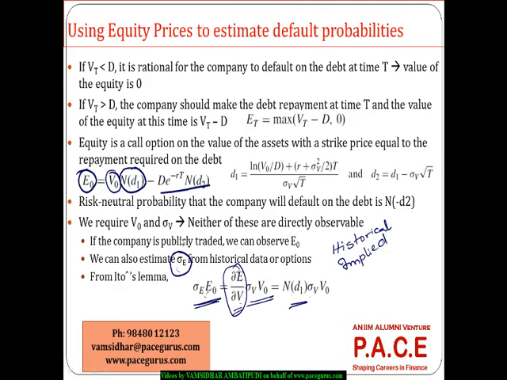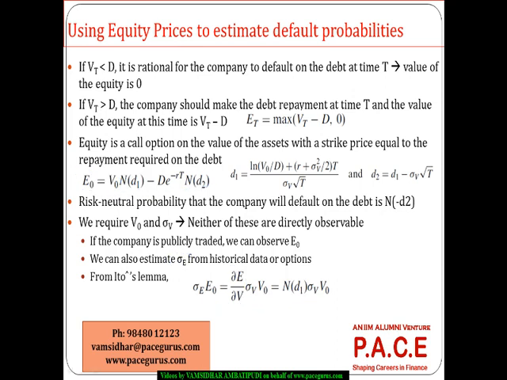The first important relationship comes from here. E naught should be equal to V naught times ND1 minus D e power minus rT times ND2, that is 1, and at the same time sigma E times E naught is ND1 times sigma V times V naught. This is one more relationship that it needs to satisfy.